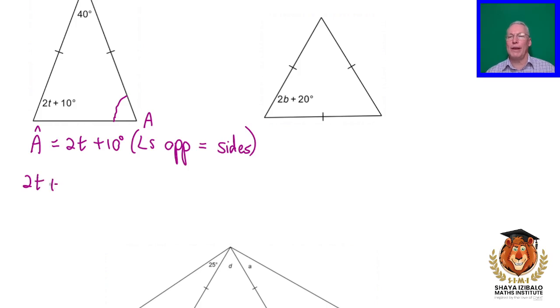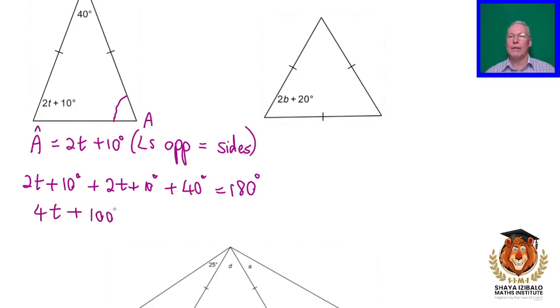Why? Because angles of triangles. So 2t plus 10 plus another 2t plus 10 plus 40 degrees is 180 degrees. Right, so let's collect our like terms. On the left-hand side, we've got 4t. We've also got 10 and 10 and 40, which actually comes to 100. No, it doesn't come to 100 at all. 10 and 10 and 40 actually comes to 60, doesn't it? 60 degrees.